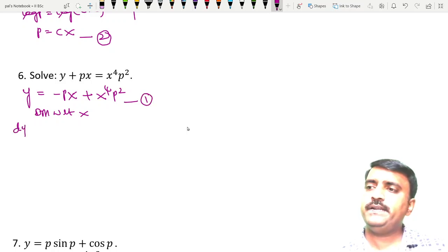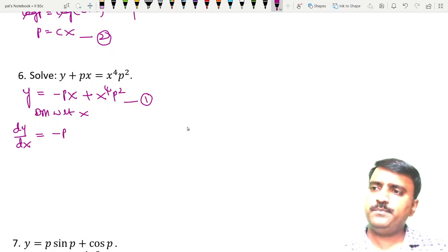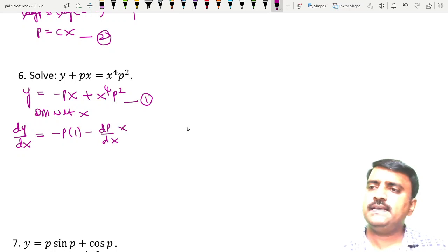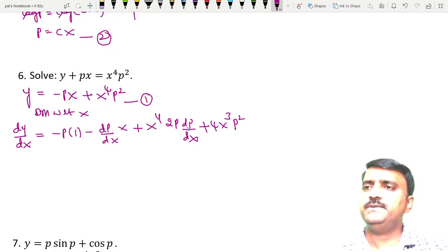So dy by dx is equal to minus p into differentiation of x, which is 1, minus differentiation of p, which is dp by dx, keeping x as it is, plus x to the power 4 as it is. Differentiation of p square is 2p into dp by dx. Plus differentiation of x to the power 4 is 4x cube into p square.